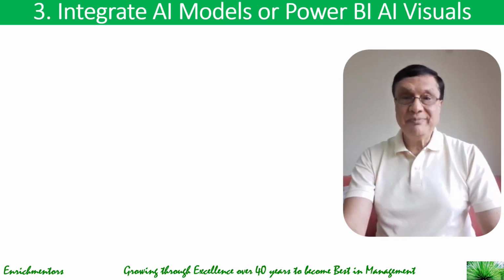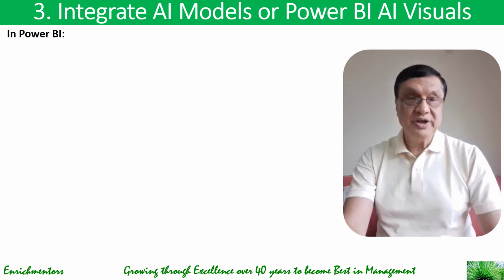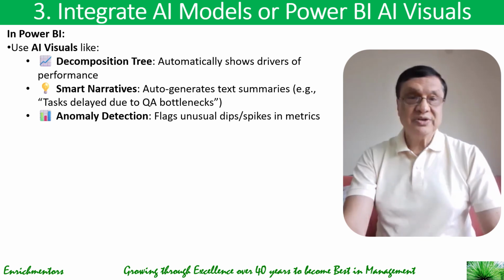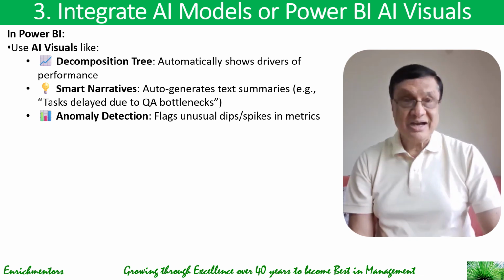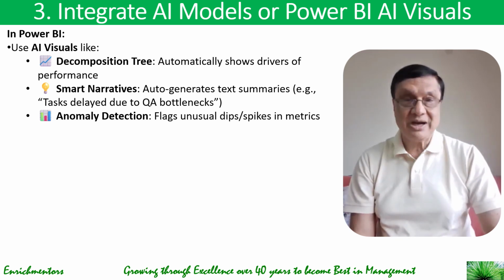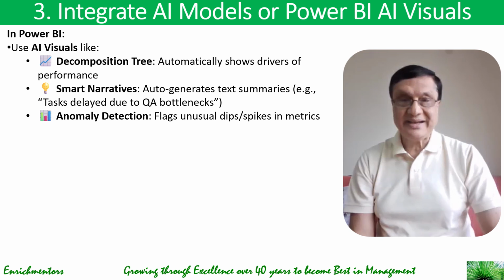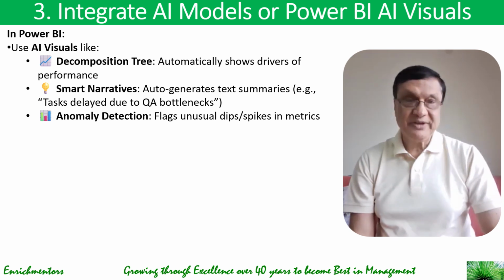Then you integrate AI models and Power BI visuals. In Power BI, you can use AI visuals like the decomposition tree, which automatically shows drivers of the performance. You can use AI visuals like smart narratives, which auto-generates text summaries. For example, a text like 'delayed due to QA bottleneck' could be a summary that might come to you. And also you can use AI visuals like anomaly detection to flag unusual dips and spikes in metrics.